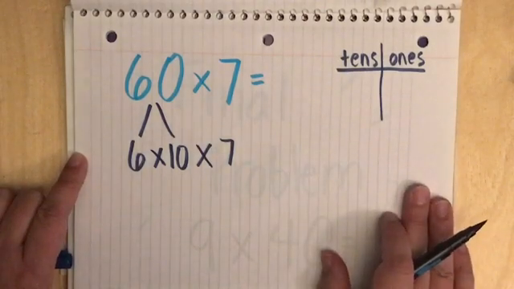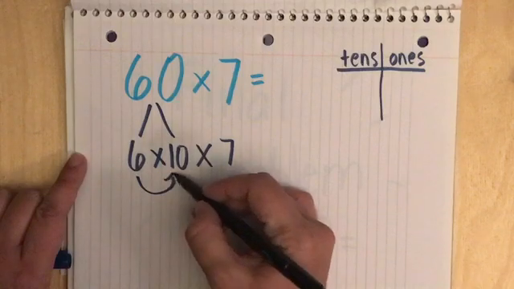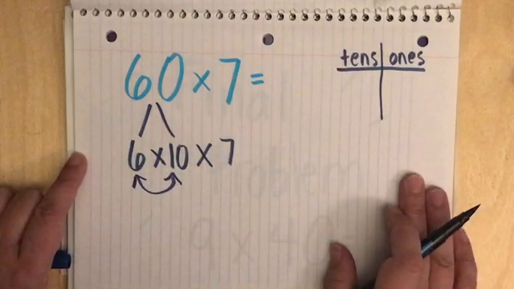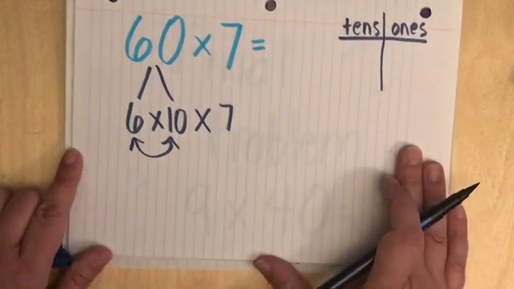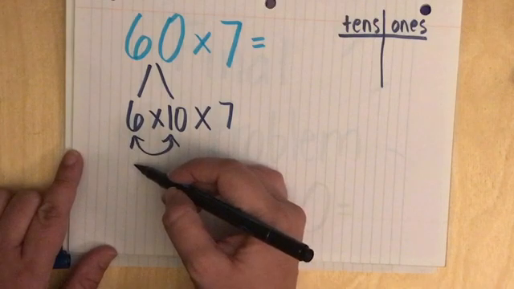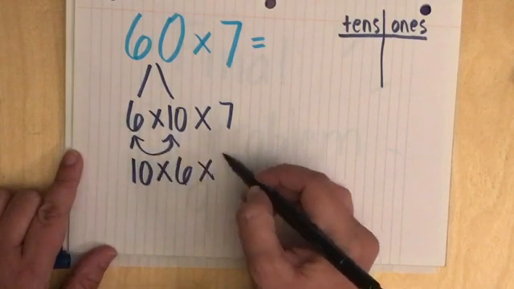Well, remember we want to do our times 10 last. So remember with our turnaround rule, it doesn't matter which order we multiply these in as long as we're multiplying them together in the end anyway. So I can flip my 10 and my 6. So I'm going to rewrite my equation as 10 times 6 times 7.